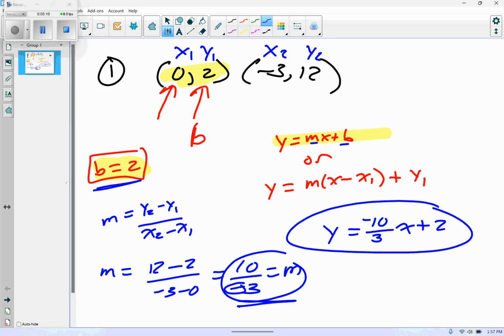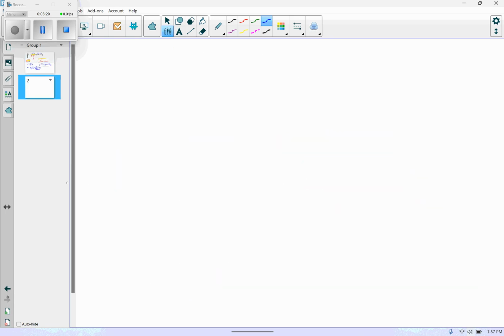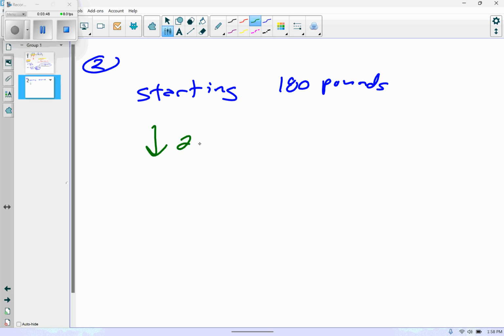So next problem. It says a new app that I just downloaded. I want to cut back on my calorie intake so I can lose weight. I currently weigh 180 pounds. I plan to lose 2 pounds a week until I reach my target goal. Okay, so if we go through this problem, this is problem number 2 on that page 47. So you started at 180 pounds, right? And then I want to lose 2 pounds per week.